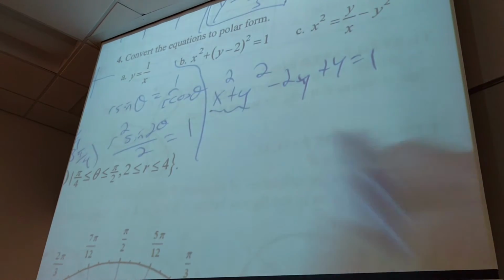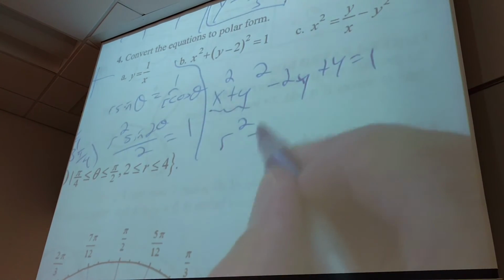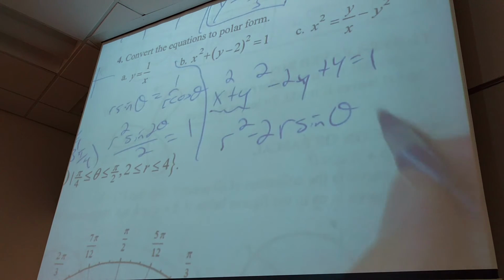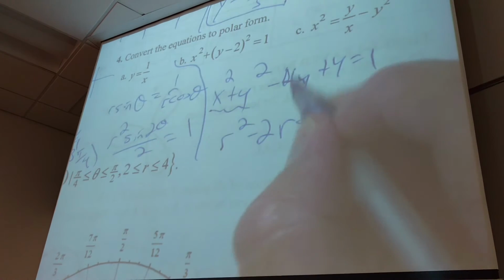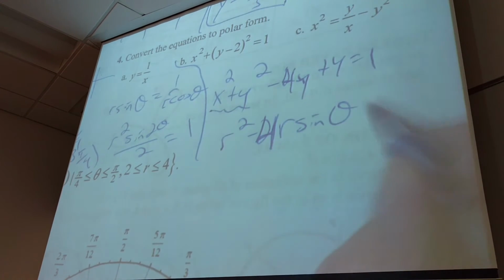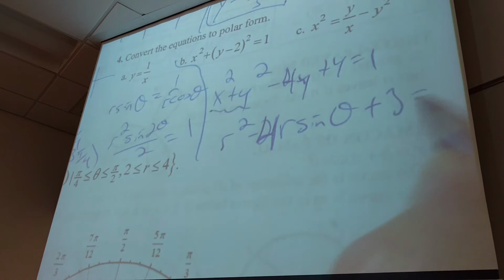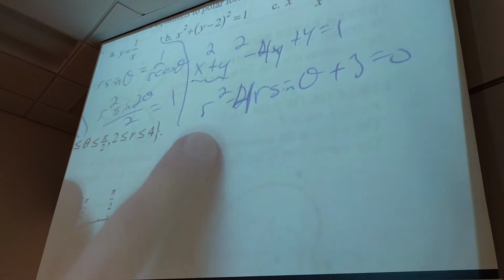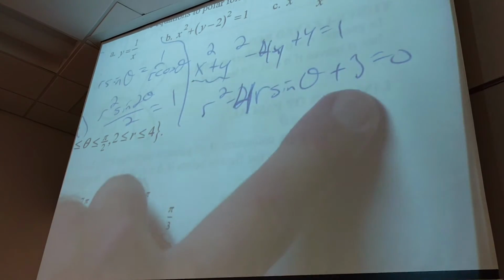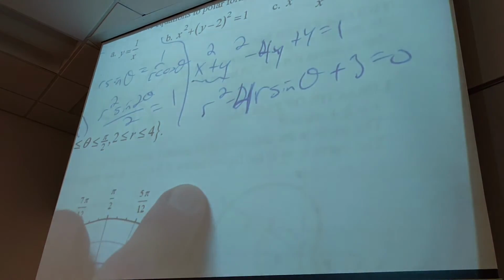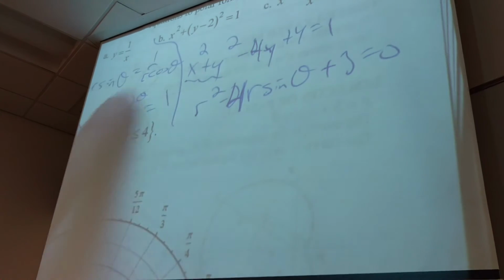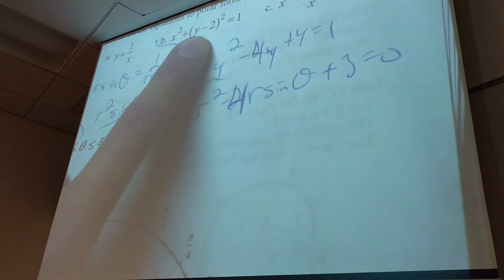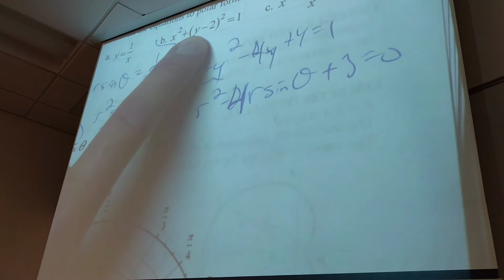Then this part is r squared minus twice r sine theta. Oh, it's going to be 4y then, plus 3 equals 0, or however you want to say this. R squared minus 4 r sine theta plus 3. Is that cool? You could just put r cosine theta there and r sine theta there, but that's sort of weak. Yeah?